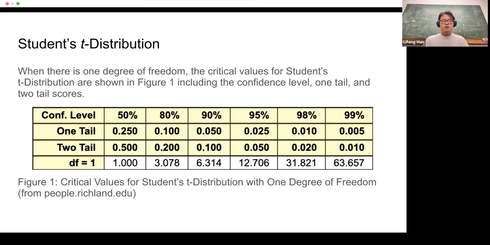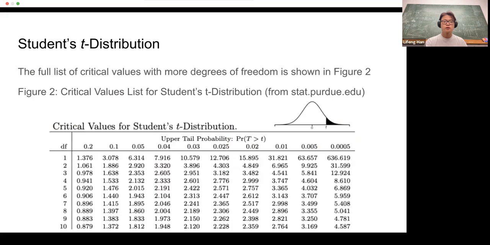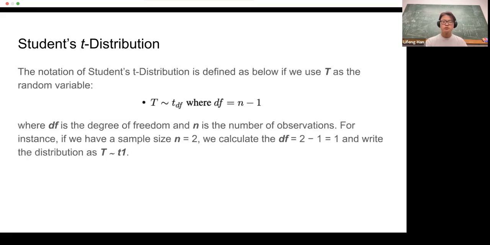So when there is only 1 degree of freedom, the critical values for the Student t-distribution are shown in figure 1, including the confidence level, 1-tail, and 2-tail scores. The full list of critical values with more degrees of freedom is shown in figure 2 for further study.